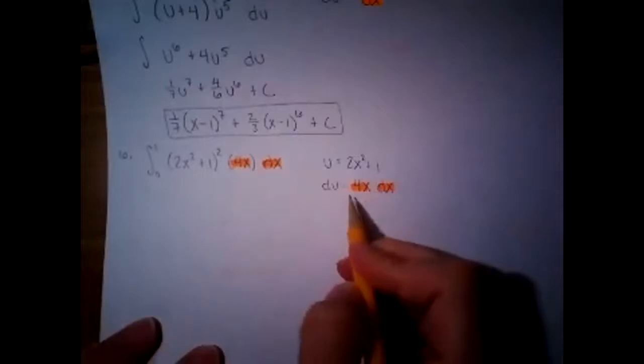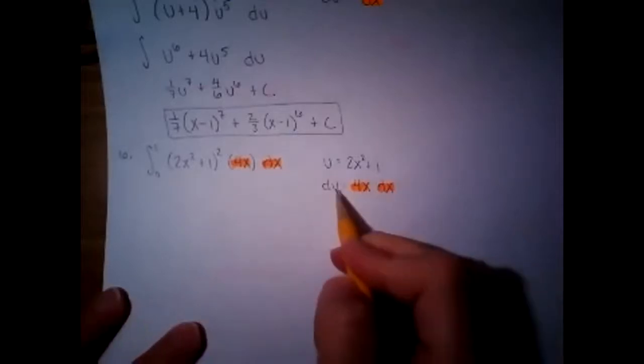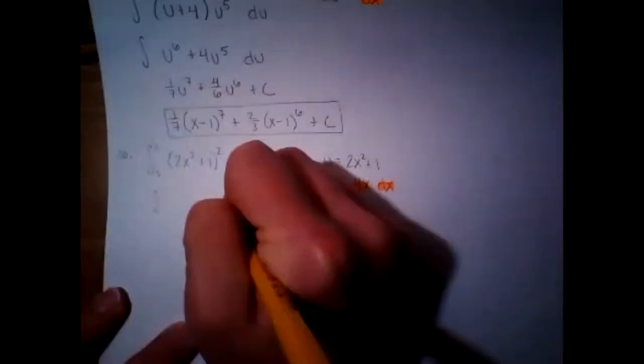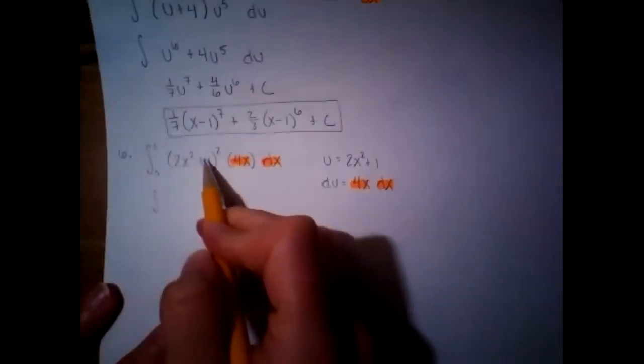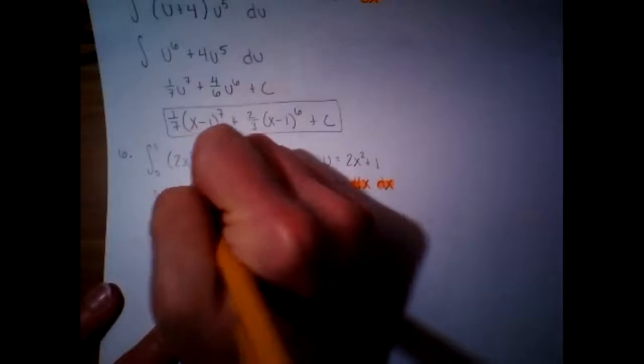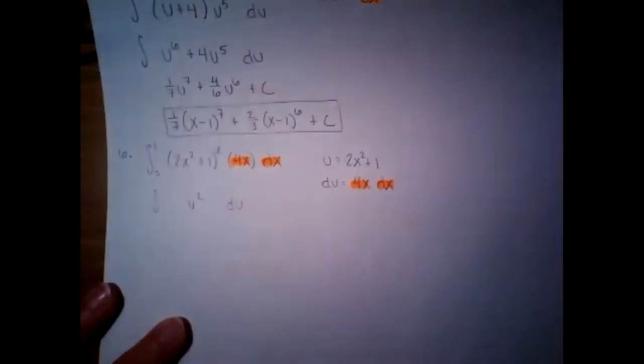So in place of what I highlighted, I'm going to put du. And then whatever I didn't highlight is still there. So it's this stuff squared. So that is u squared. And so what I need to do is adjust the boundaries.